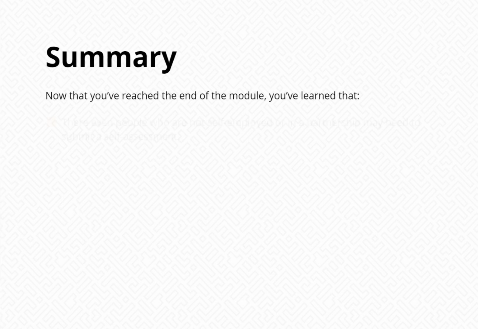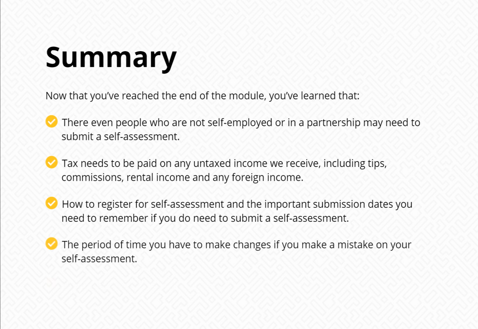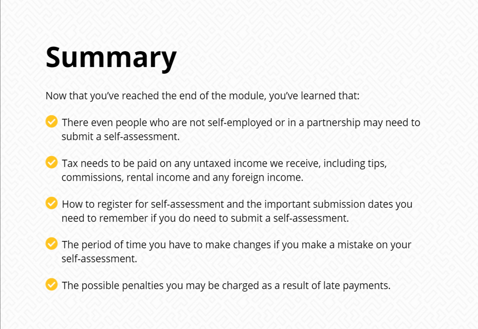Summary. Now that you've reached the end of the module, you've learned that even people who are not self-employed or in a partnership may need to submit a self-assessment. Tax needs to be paid on any untaxed income we receive, including tips, commissions, rental income and any foreign income. You've learned how to register for self-assessment and the important submission dates you need to remember if you do need to submit a self-assessment, the period of time you have to make changes if you make a mistake on your self-assessment, and the possible penalties you may be charged as a result of late payments.